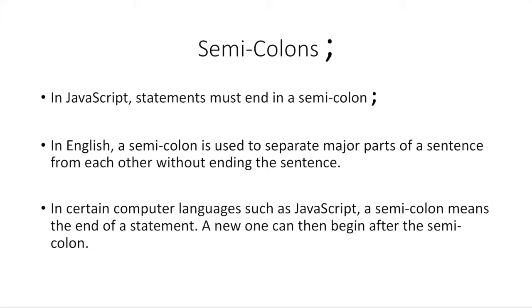So in JavaScript, when you finish a statement, you must end it with a semicolon. This is the dot with a comma below it. In English, a semicolon would be used to separate major parts of a sentence from each other without ending the sentence, but in computer code, like JavaScript, certain languages, the semicolon is redefined to mean the end of a statement. So it doesn't mean the same thing as in English. It means something different when you see it in computer code.